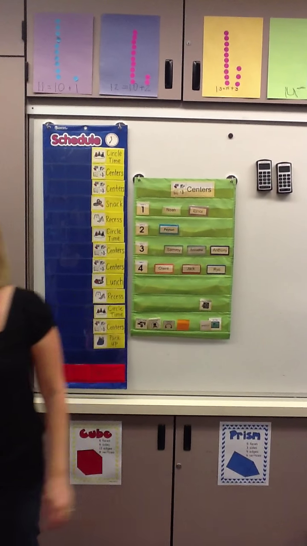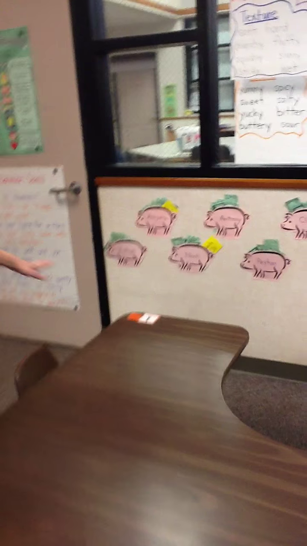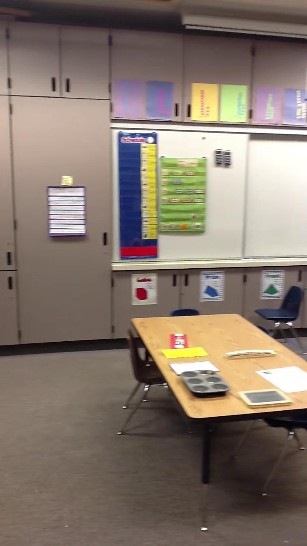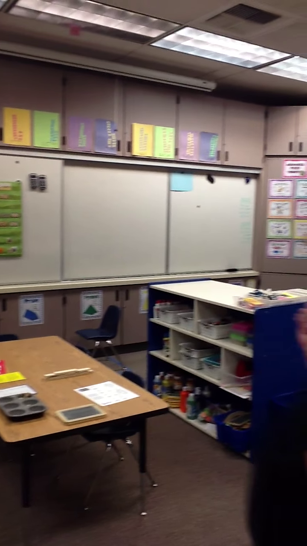So all of the tables and all of the centers are labeled. For example, over here you can see this is table 1, and then we have table 2, table 3, table 4. The play area is also labeled, and the library center is also labeled.